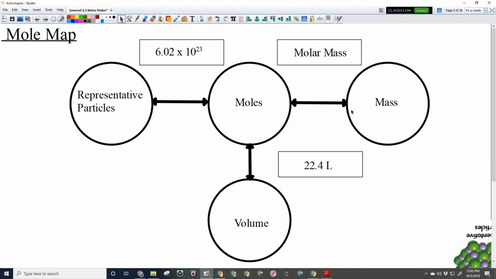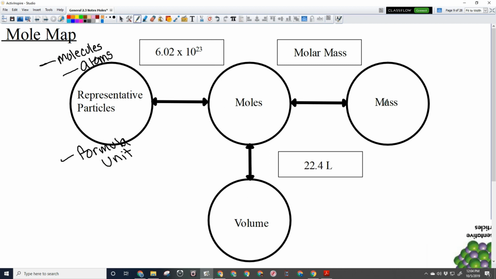All right, so how does this work? This is a map that lets us convert between mass to moles to representative particles. And representative particles can be molecules, atoms, or formula units. Those are 3 words that you're going to see in problems. So representative particles could mean any one of these three terms.